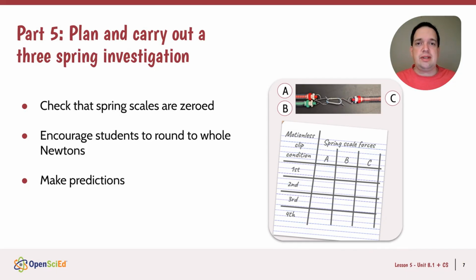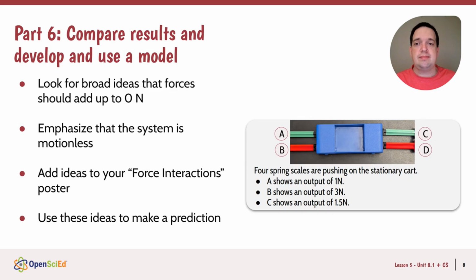Finally, as students come up with a couple of rows and they start seeing the pattern that we want them to observe here, they're going to be able to make predictions. So I might ask them, hey, before you write down what C is, before you measure that, make a prediction. What do you think it's going to be? Because they should be able to add up the forces from scales A and B and figure out that C should be about that same total, just in the other direction.